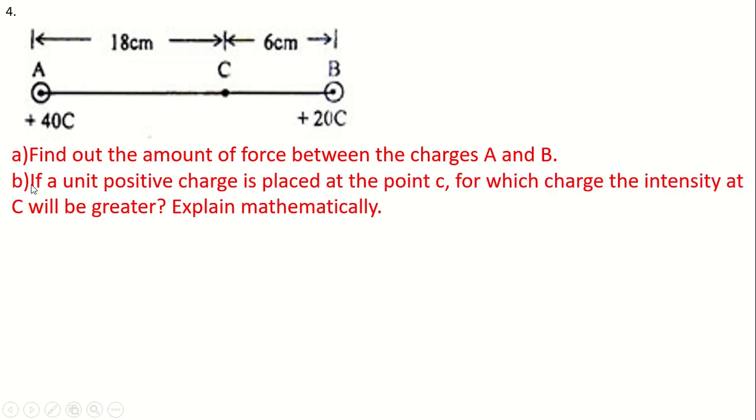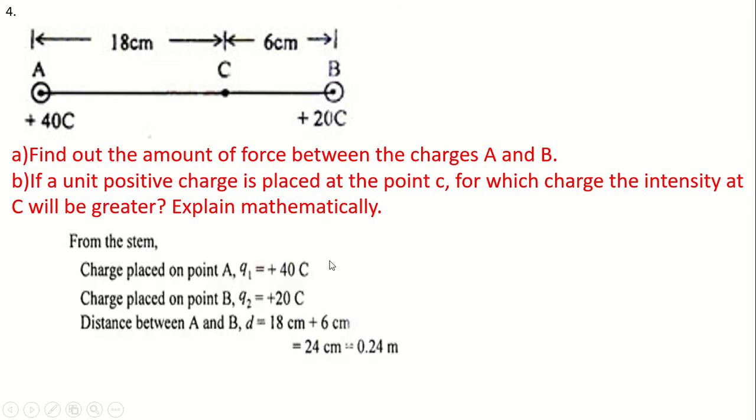And in B number, if a unit positive charge is placed at point C, for which charge will the intensity at C be greater? For which charge will the intensity at C be greater? Explain mathematically. So at first do A number: find the amount of force between the charges A and B.